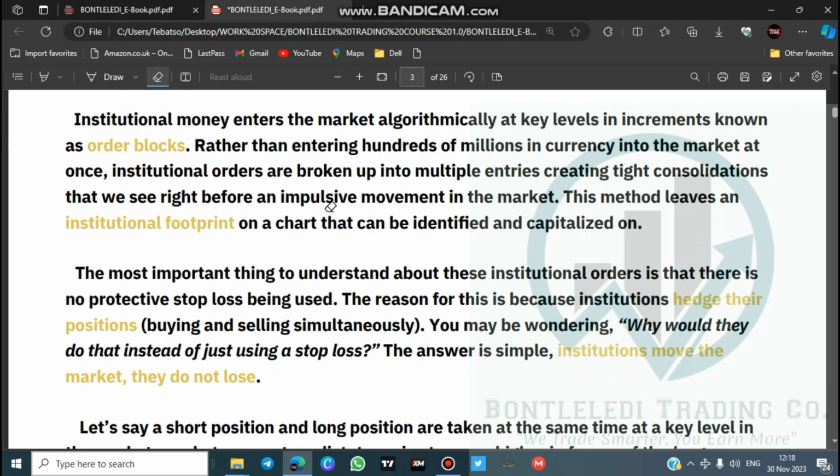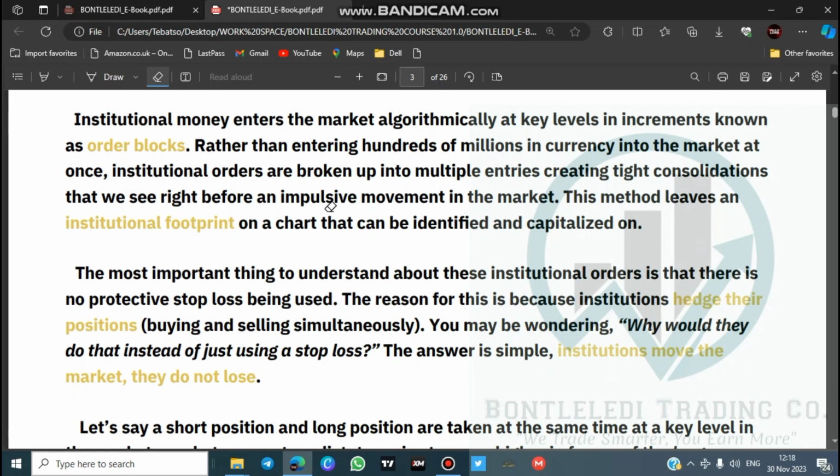First of all, they will start by creating consolidation. This is where they break down their orders. They don't want to put them all in at once, so they create consolidation and build up liquidity. After that, they create an impulsive move. Remember, the market moves in impulse and correction movement. We will get to that.